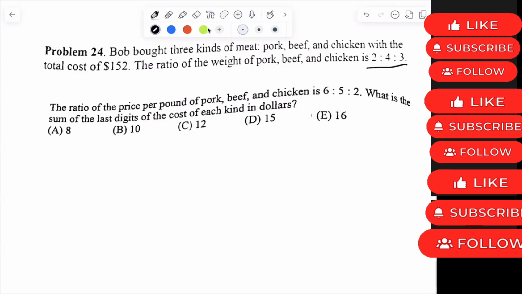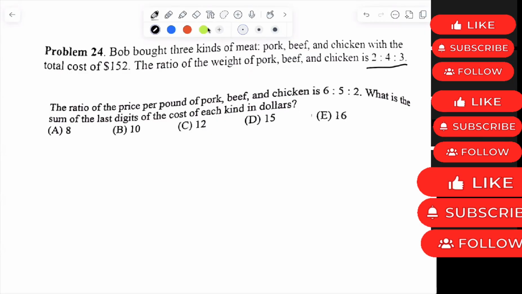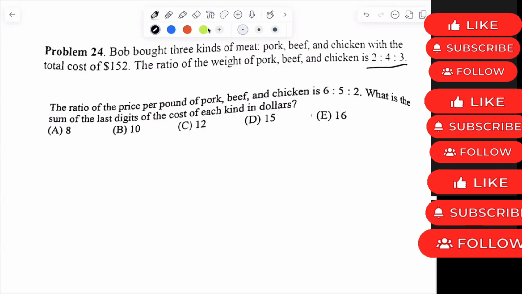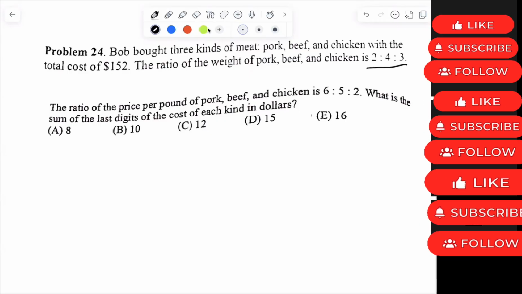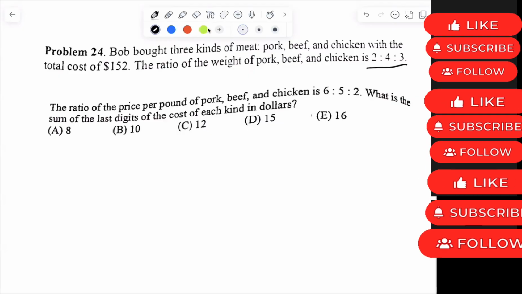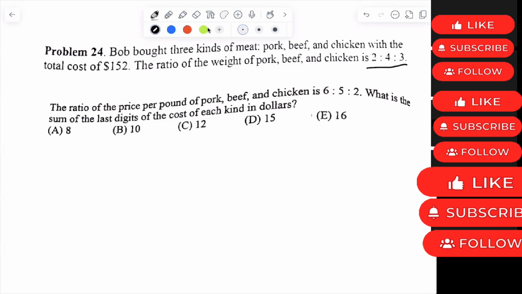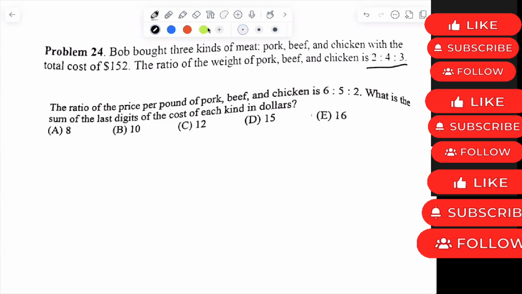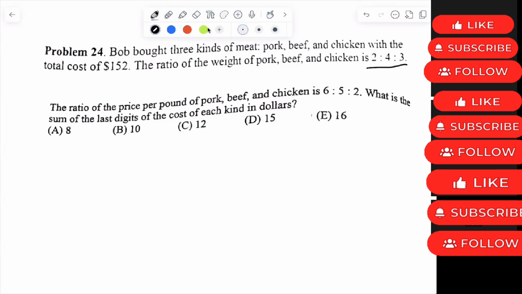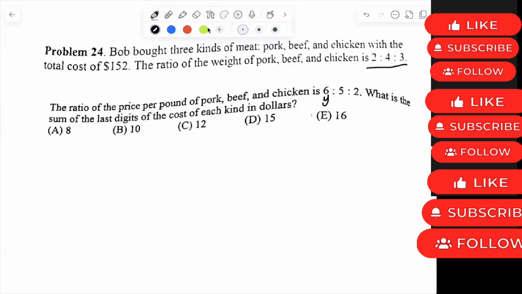Now the ratio of the price per pound of pork to beef to chicken is 6 to 5 to 2. What is the last digit of the cost of each kind in dollars? Let's see. $152, and the ratio of the price per pound of pork, beef, and chicken is 6 to 5 to 2. Alright? Let's see. Say that's going to be 5 parts, right?